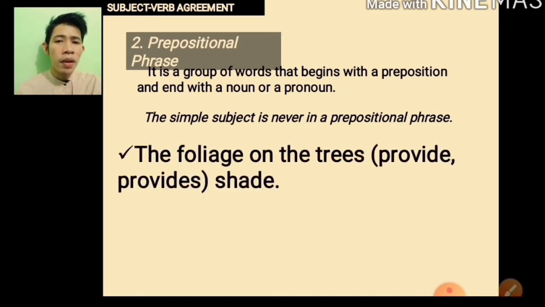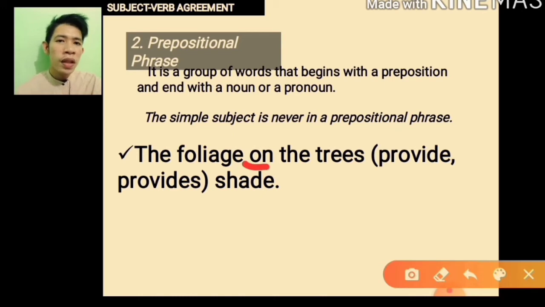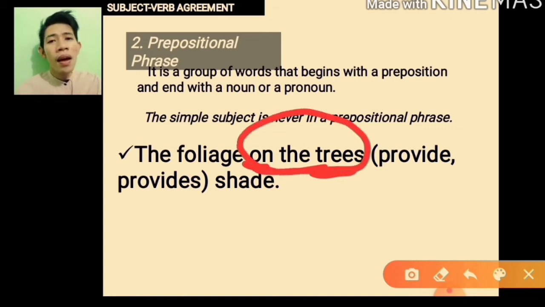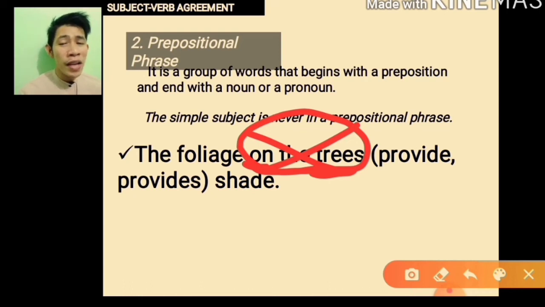Let's take this example. The foliage on the trees provides shade. So in this sentence, let's try to identify where is our prepositional phrase. That is start with preposition. So that is on. Okay? So on, the object of the preposition here is the trees. So this is our prepositional phrase. Now, pwede nga natin siyang i-remove eh. Panggulo lang din yung phrase na yan. So, it could be, the foliage provides shade.